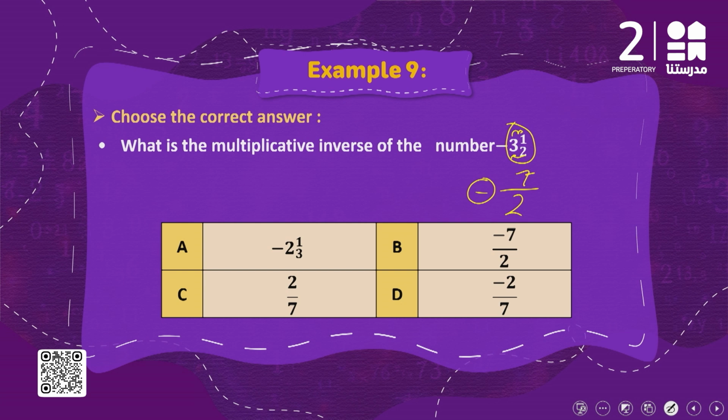Multiplicative inverse is to turn the fraction upside down. So it will be negative, the same negative, but 2 over 7. Negative 2 over 7 being written in this way, and also it can be written in this way. You can put the negative sign either here, or here, or here. You have 3 choices. So this is the right answer, letter D.